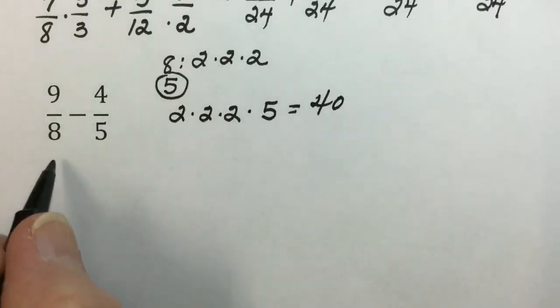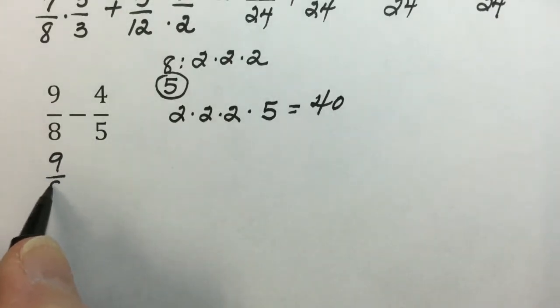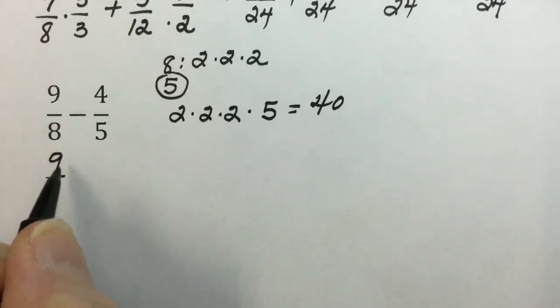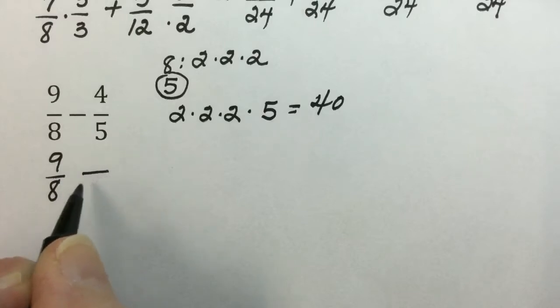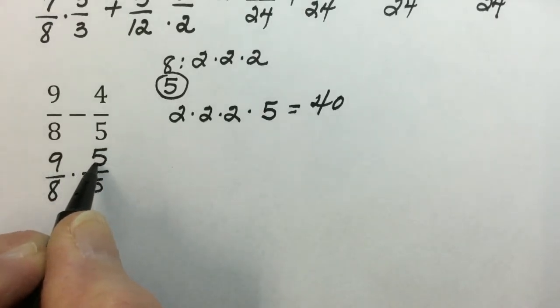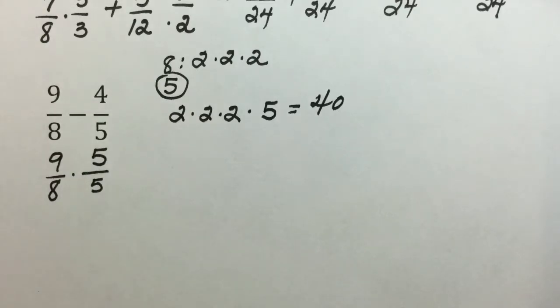So we will come up with an equivalent expression for each one of these fractions. To get a denominator of 40, our 9/8 needs to be multiplied by 5 so that we have an equivalent. We'll multiply the numerator as well. 5 over 5 again is 1.